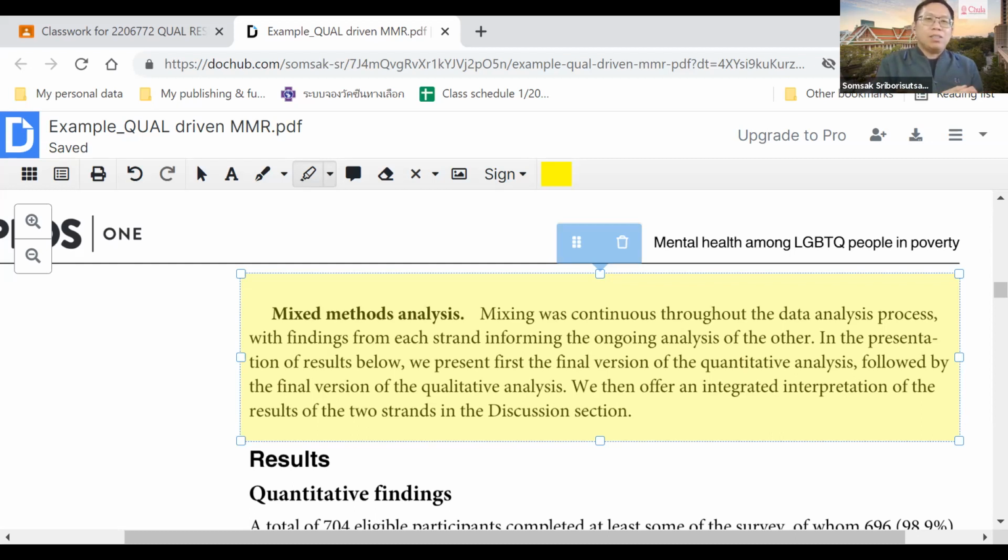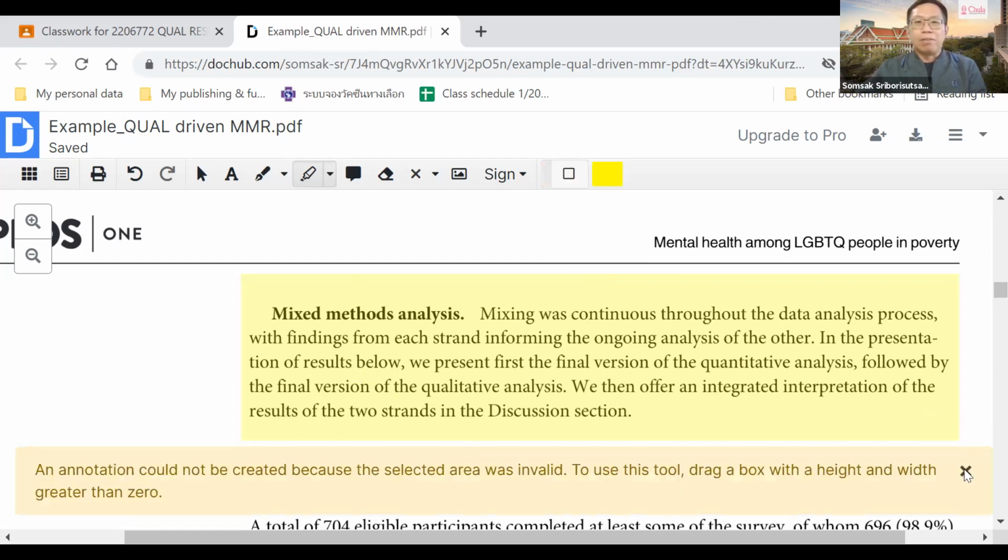So with mixed methods, you need mixed methods analysis as well. This is a very good example to explain to the readers that you use mixed methods analysis. That's why many researchers claim to use mixed methods, but they only use multiple methods of data collection, because they don't go further to integrate quantitative and qualitative results. This article is a perfect example.